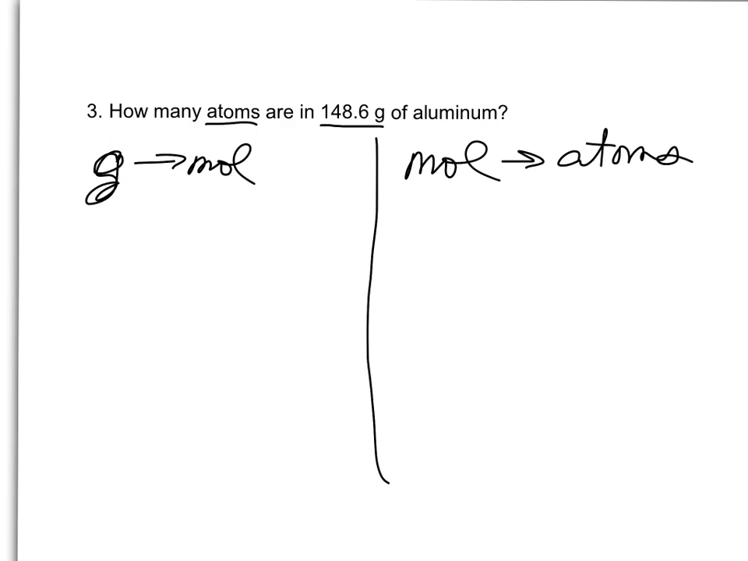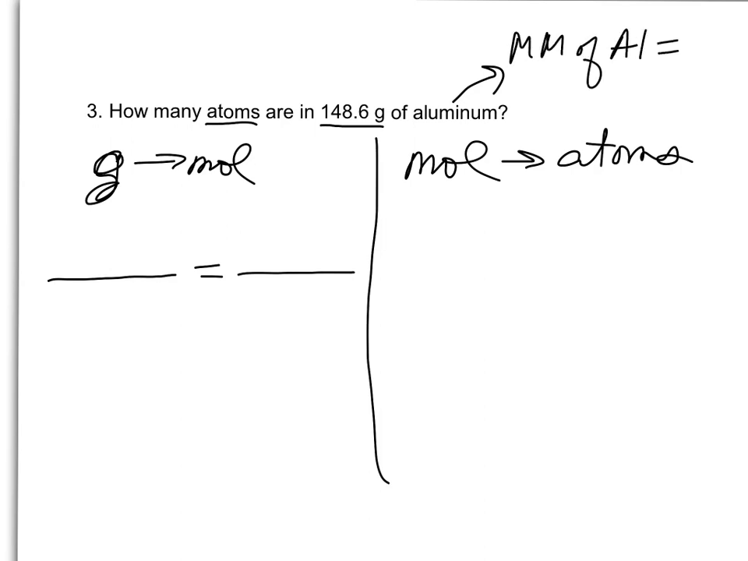And that first proportion is going to require the molar mass of my substance. In this case, that's aluminum. So the molar mass of aluminum, if we look on our periodic table, is 26.98 grams for every mole. So I'm going to use that, and again, it doesn't really matter which side of the proportion I put it on, so I'm just going to put it on this side, 26.98 grams for every 1 mole.